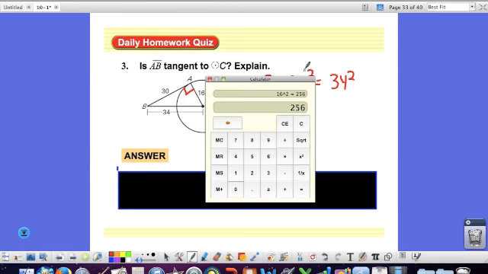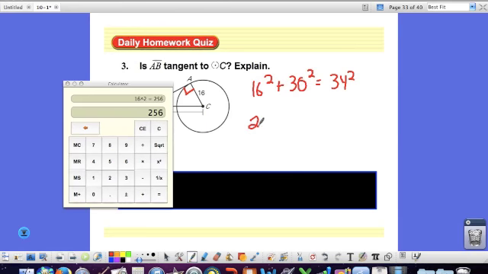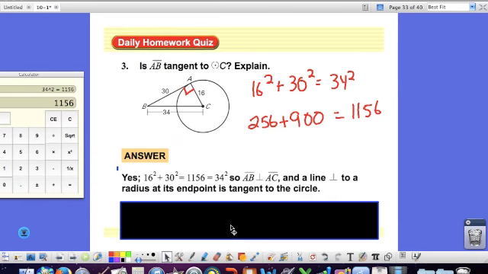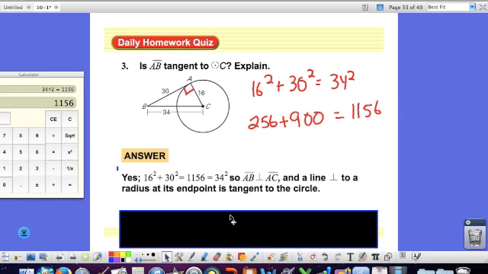16 squared is 256. 30 squared is 900. 34 squared is 1,156. 900 plus 256 is 1,156. So AB is tangent.